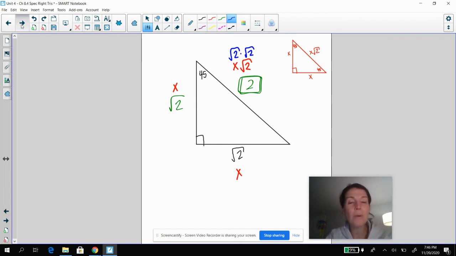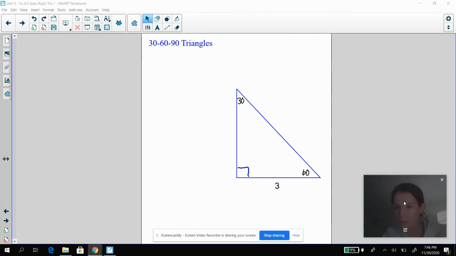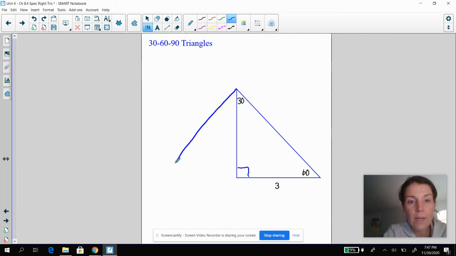Awesome. All right, now we're going to talk about the second kind of special right triangle. This is a 30-60-90 right triangle. What I'm going to do here is double this triangle. Instead of having it be a 30-60-90, I'm just going to double it for the sake of this explanation. My doubling of it looks something like this. It's not perfect, but it's all right.